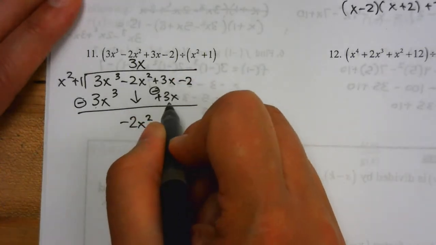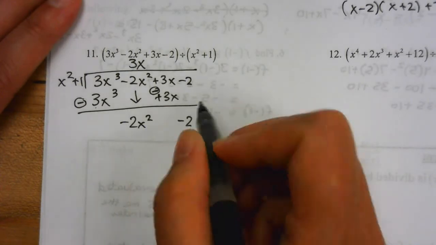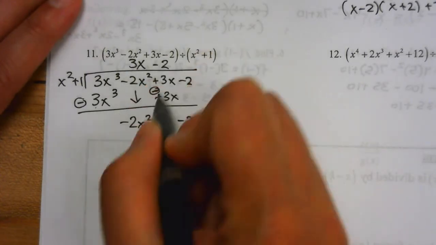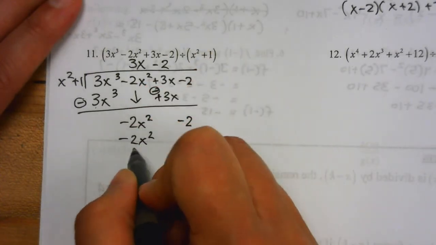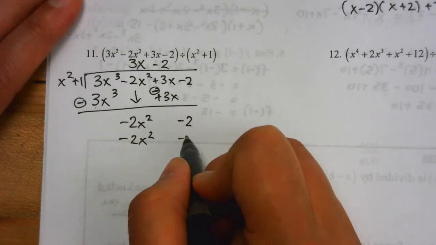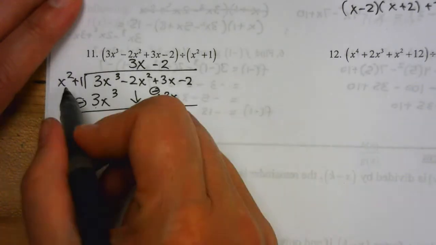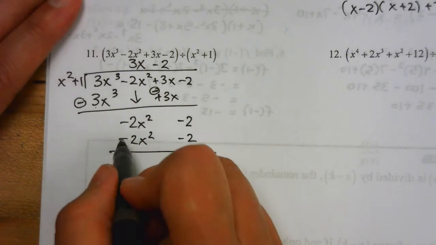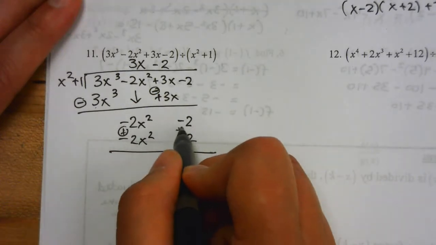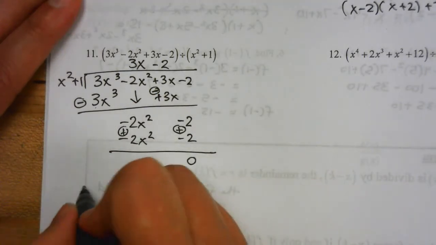And 3x minus 3x is 0. I bring down this other 2. I now need to do minus 2 to get to the negative 2x squared. And we're going to have a minus 2 there. Minus 2 times the negative, we're changing the signs, gives us a 0.